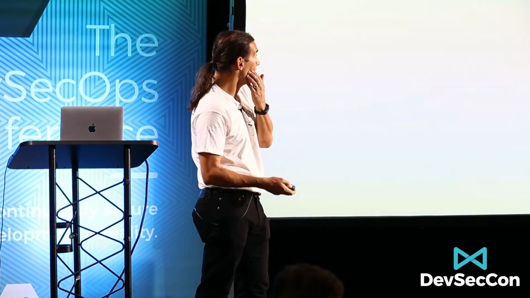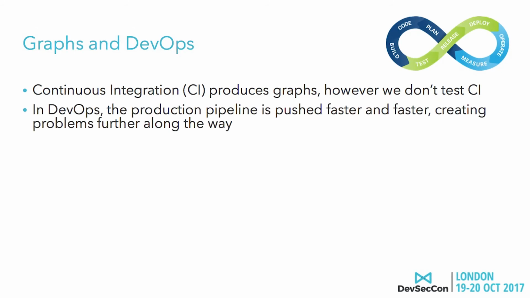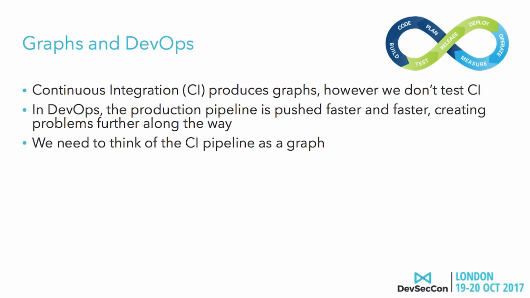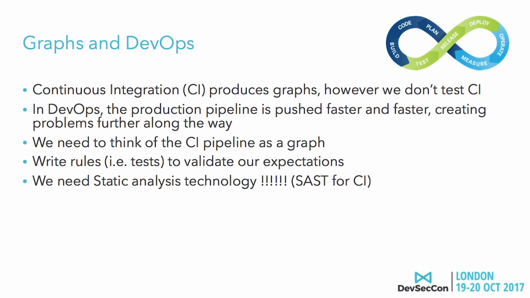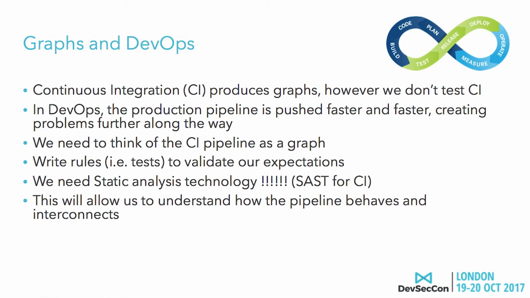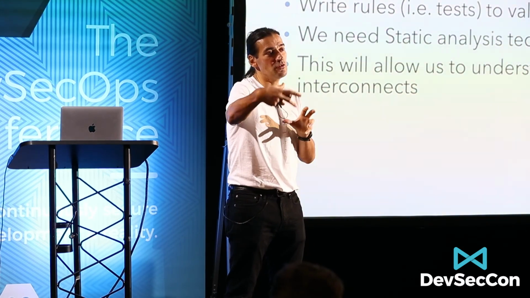So again, in DevOps, it's quite interesting, right? Because the way I look at it is that what we're doing most of the time is pushing this stuff faster and faster. That means we're pushing problems faster and faster into production, right? And what we need to do is think of the CI pipeline as a graph, which actually means that we need to start writing rules for our CI, right? Our CI is an application itself. If you don't test your CI with rules and with tests, you don't have repeatability, right? So your CI is an application, so you need to have tests.